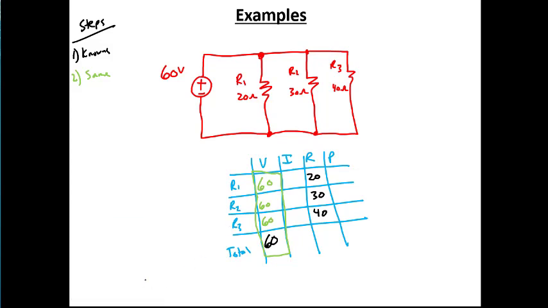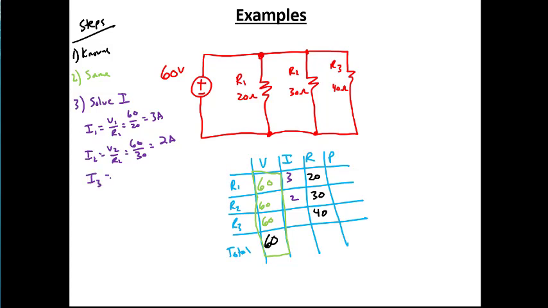Next thing we're going to do for step 3 is solve for all the currents. So we have I1 equals V1 over R1. So that would be 60 divided by 20, so that's going to be 3 amps. I2 is V2 over R2, so that's 60 divided by 30, so that's going to be 2 amps. And then I3 is V3 divided by R3, so that's going to be 60 divided by 40, and that's going to be 1.5.